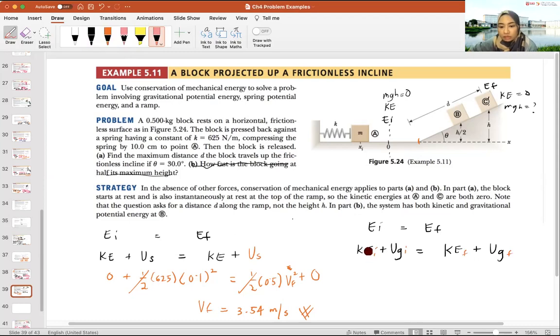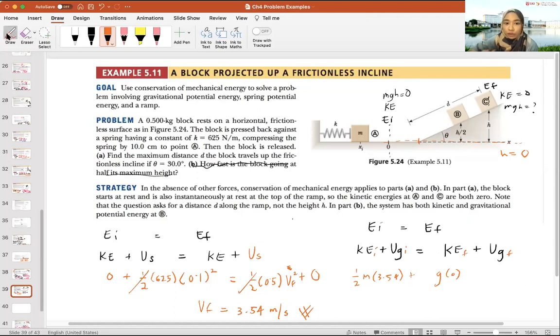Okay, so besar ke dapat? KE initial is 1 over 2 m times 3.54 squared. Okay, and then our UG initial, we are at our reference point. Our ground is always our reference point unless we want to make our lives hard, but we don't. So this becomes 0. So this becomes mg times 0.